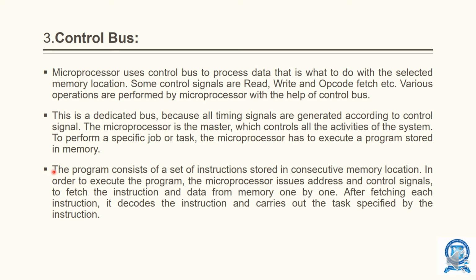The program consists of a set of instructions stored in consecutive memory locations one by one. In order to execute the program, the microprocessor issues address and control signals to fetch the instructions and data from memory one by one. After fetching each instruction, it decodes the instruction and carries out the task specified by the instruction.